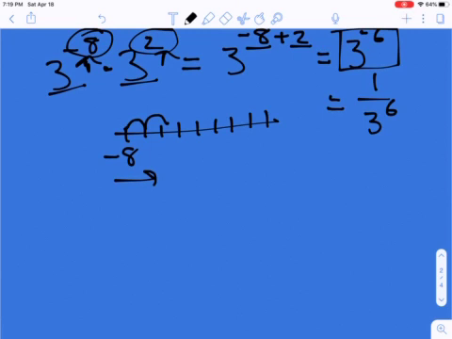A lot of times they're going to say, write this using a negative exponent, or write this using no exponent at all, in which case you'd have to evaluate this, or write this using a positive exponent, negative, whatever. You have to see what they're asking for.